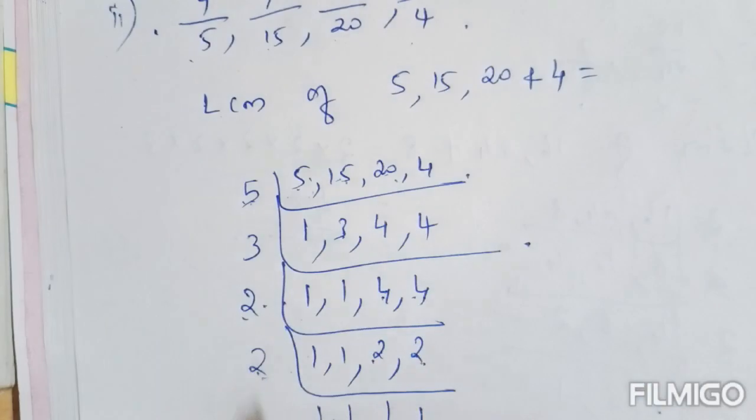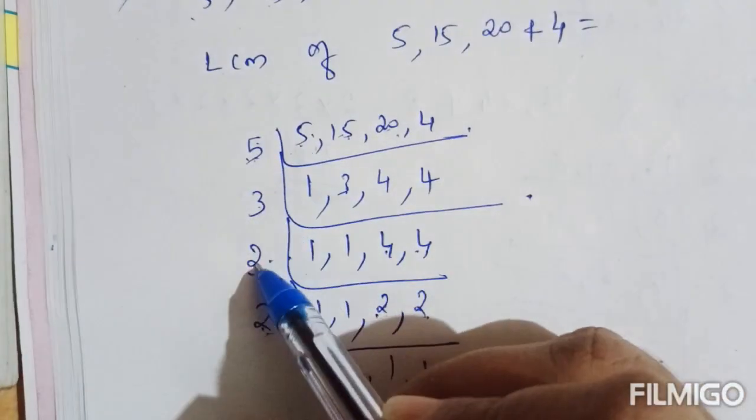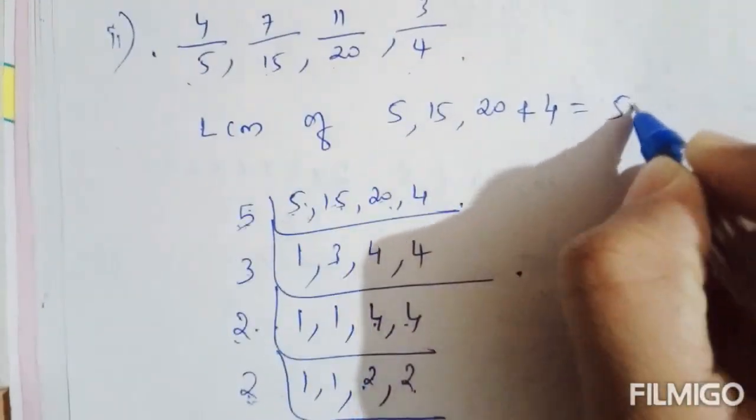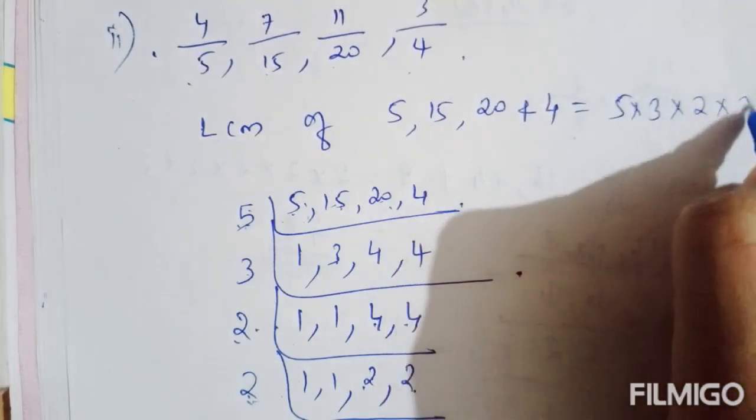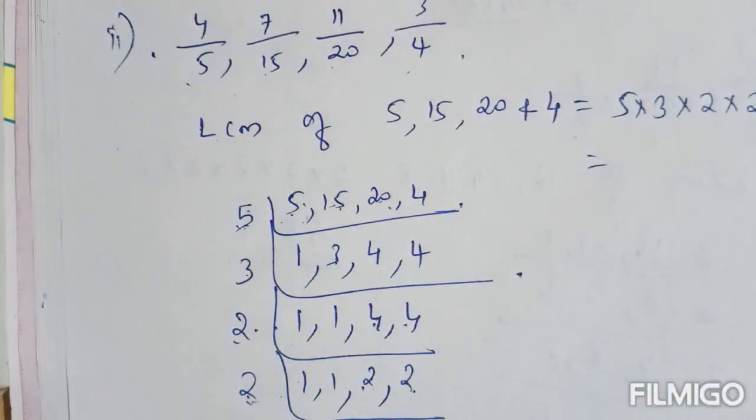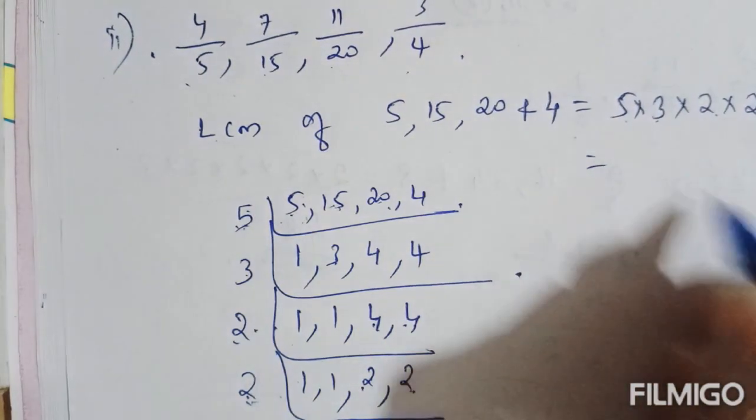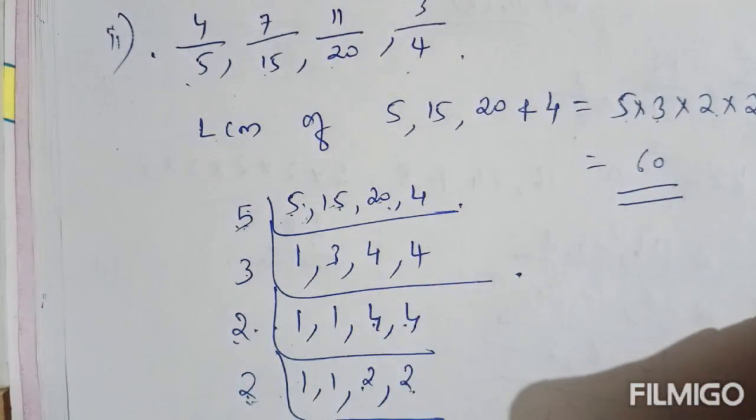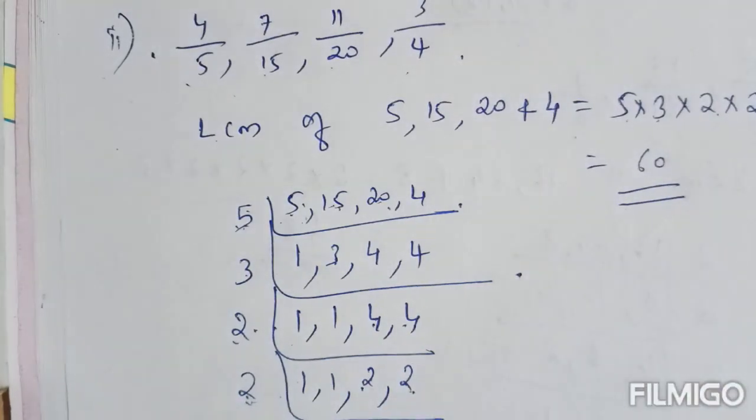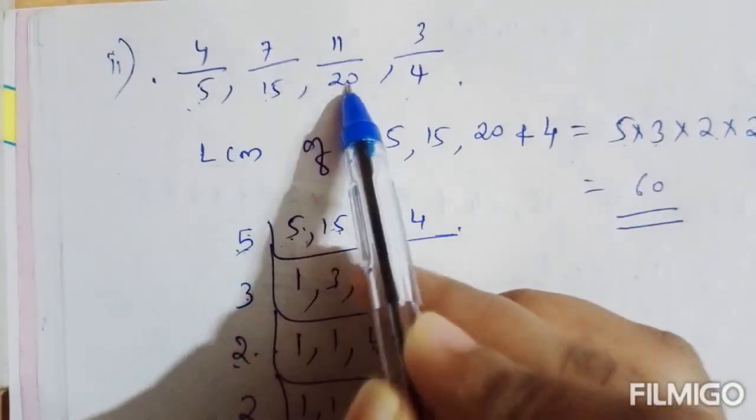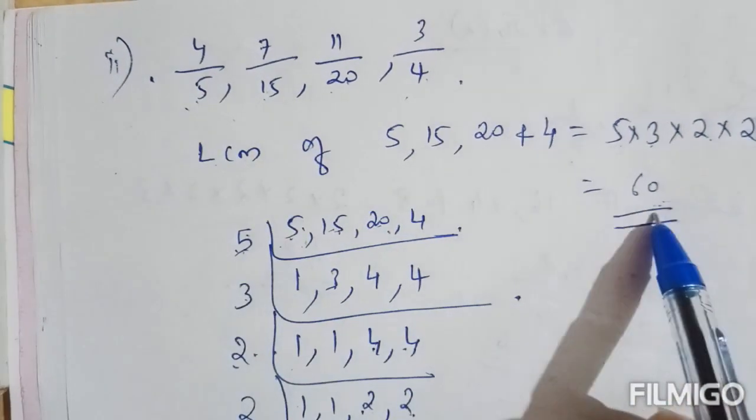So what will be the LCM here? 5 into 3 into 2 into 2. You will get 15 into 4, it is 60. Okay, 60 will be the LCM. Now make the denominators equal to this LCM, that is 60.